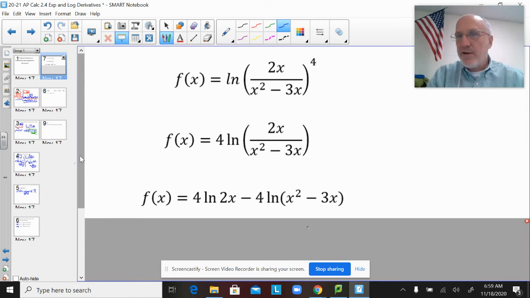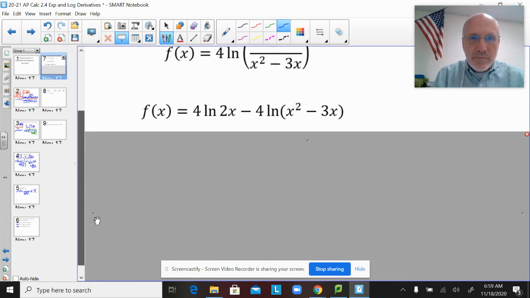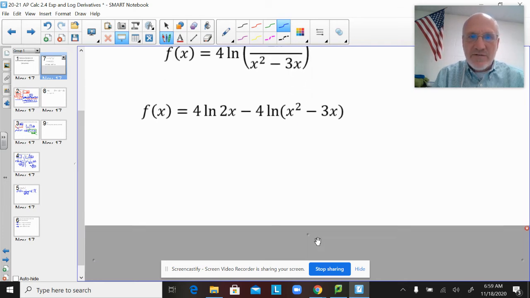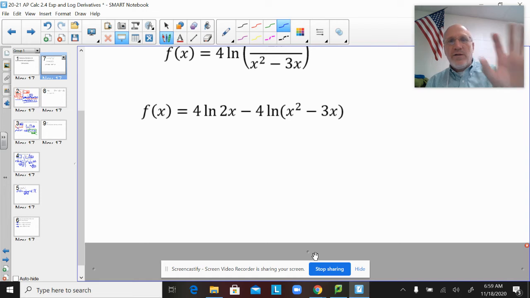I've not done any calculus yet. I moved the exponent out front. I wrote it as 4 times the log of 2x minus 4 times the log of x squared minus 3x, the 4 getting attached to both of them. Now I actually have to do the math. Now I can, one piece at a time, much more easily take the derivative.